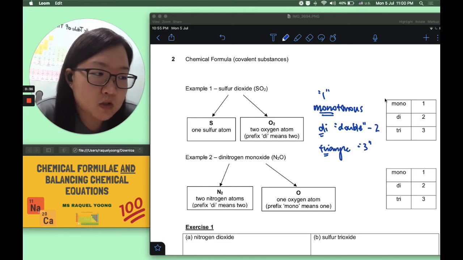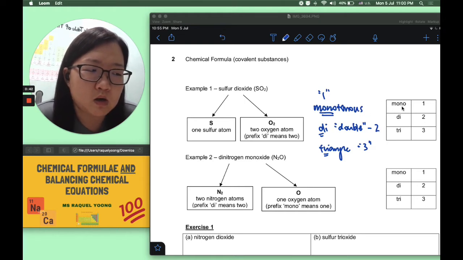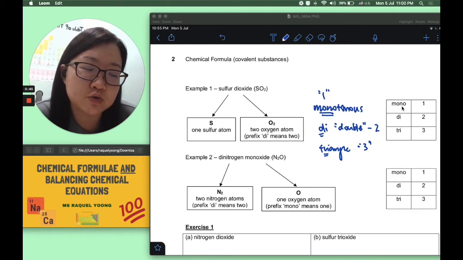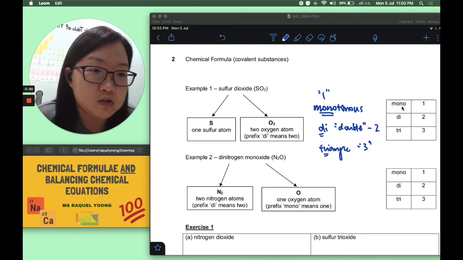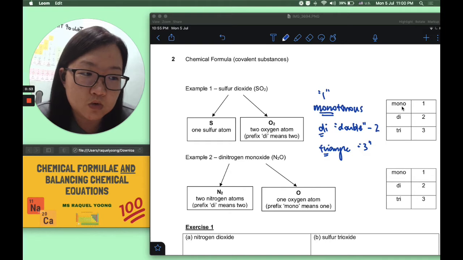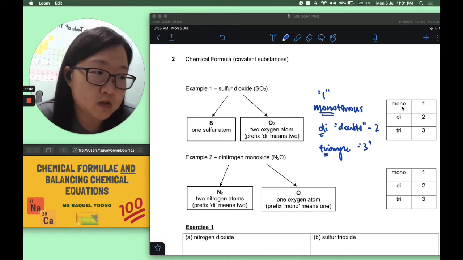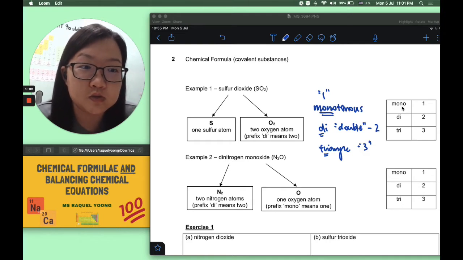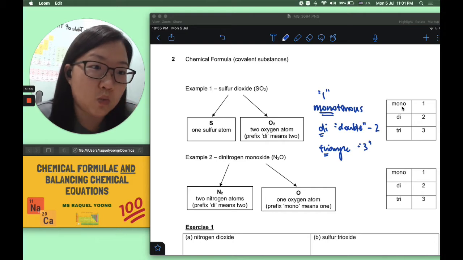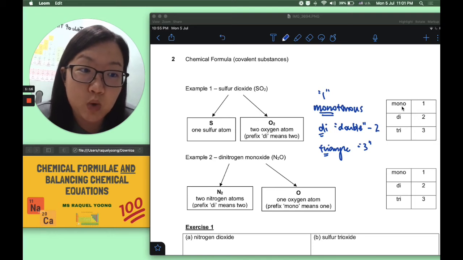Okay, so if you look at the little table on the right hand side here, which I've done some annotations, basically, the 3 prefixes that you should be familiar with would be these 3. The first one would be mono. Whenever you see a mono, for example, carbon monoxide, mono means 1. For instance, let's say there's a person who speaks in a very monotonous tone. Monotonous means the person only speaks in one tone, in a very boring tone. Okay, so mono is a word that means 1.